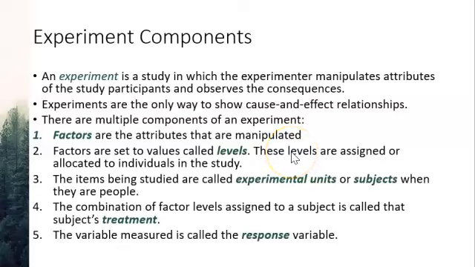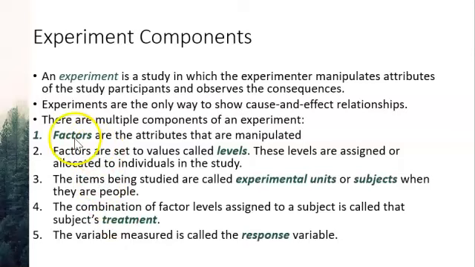In this video, we're going to study the components of an experiment in more depth. We know an experiment is the only type of primary data collection method where you can definitely try to show cause and effect relationships. We do this by manipulating attributes of the study participants and trying to observe what the consequences are. In order to set up an effective experiment, there are 5 components you have to consider.